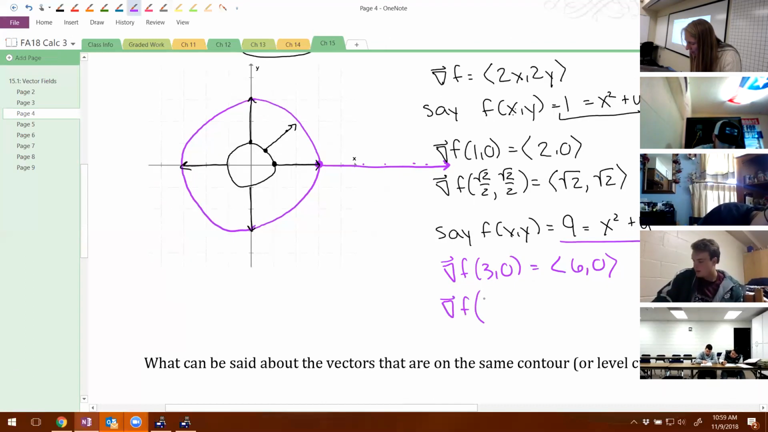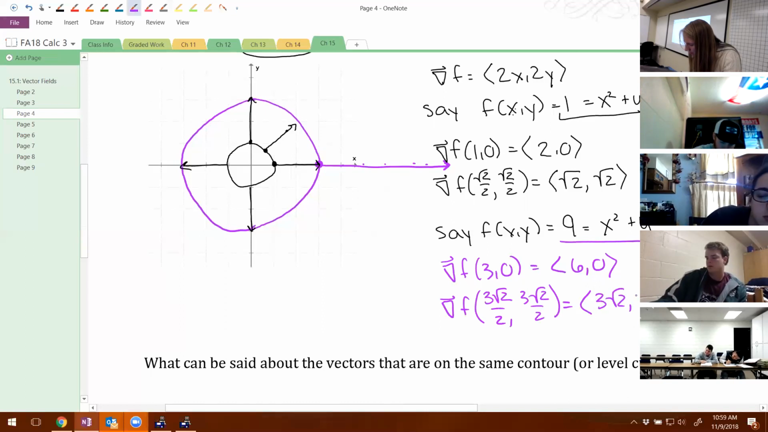I won't graph it. Let's say (3√2/2, 3√2/2), and apply the field to itself again. I won't graph that one just because I don't really have a lot of room. But we can go through and keep doing this, right? And we can pick more curves and keep doing this forever.